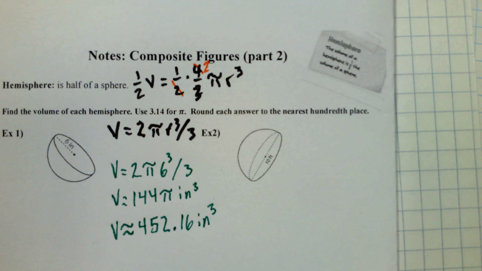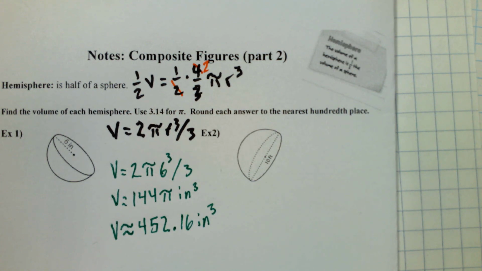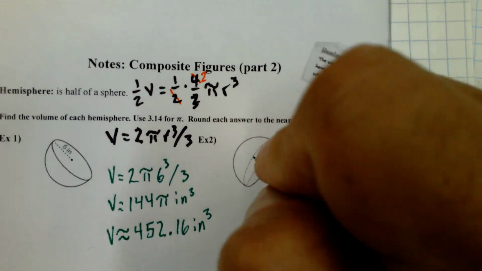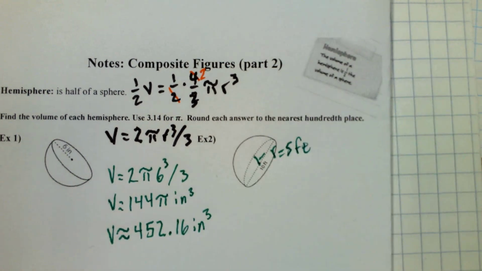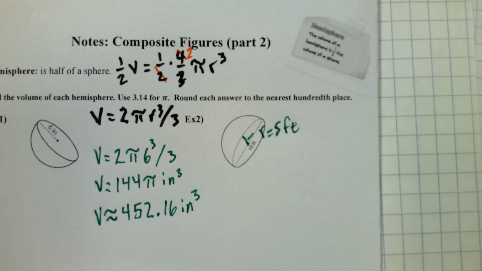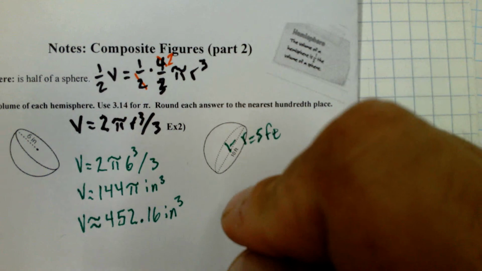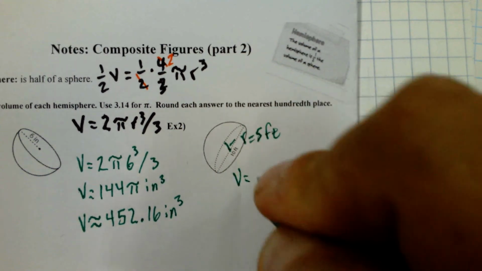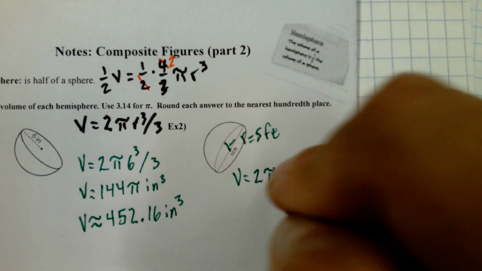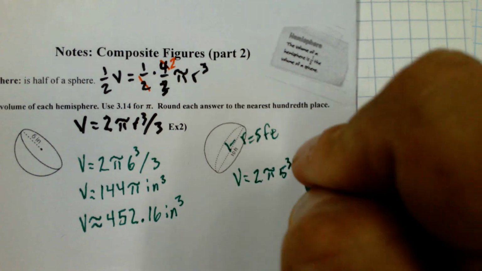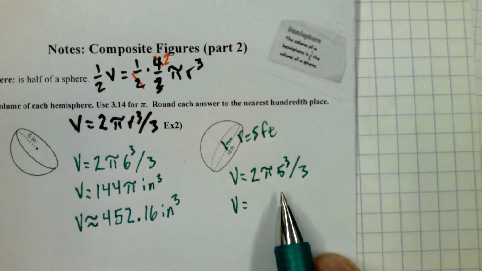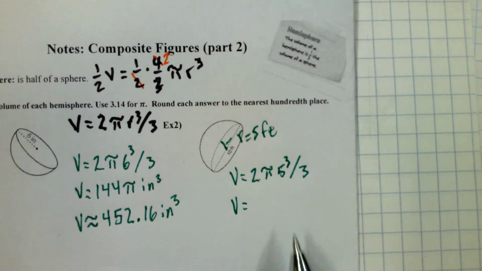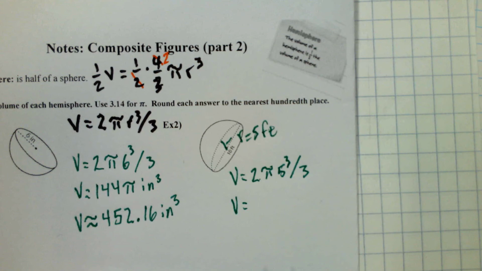All right. New task. Our diameter is 10, and we want the hemisphere. So if the diameter is 10, that'll give us a radius of 5 feet. Okay. All righty. So same thing. We want to do 2 times pi times 5 cubed, divide that by 3. So we multiply the 2, the 5 cubed, and the 3.